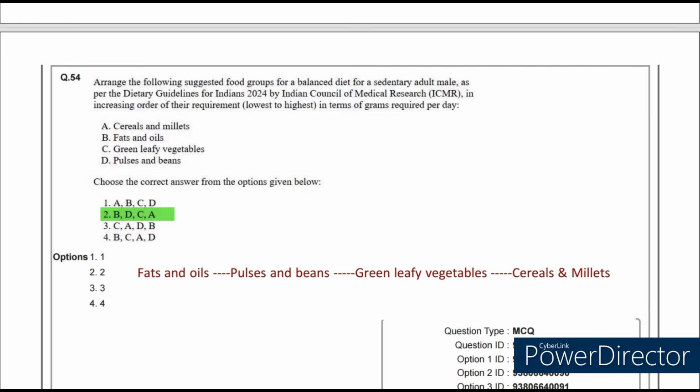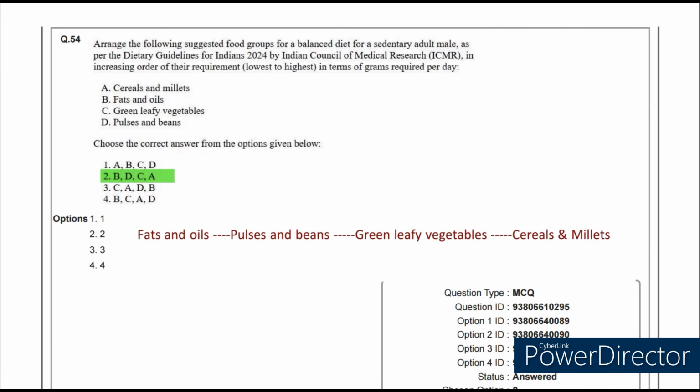Now coming to question number 54, where they are asking to arrange in increasing order of requirement, from lowest to highest in terms of grams required per day as per ICMR Dietary Guidelines 2024. The correct sequence should be fats and oils, followed by pulses and beans, followed by green leafy vegetables, and the last should be cereals and millets. So the correct answer is option 2.